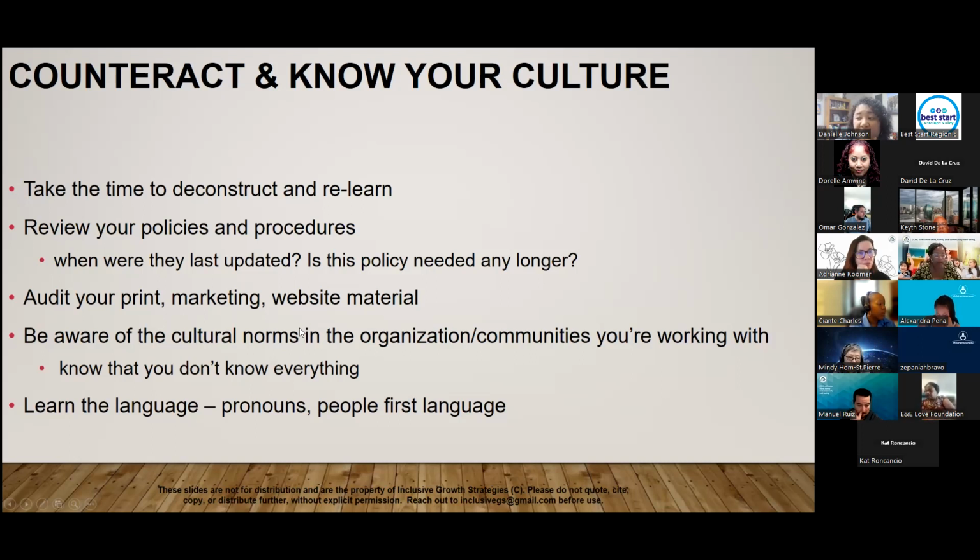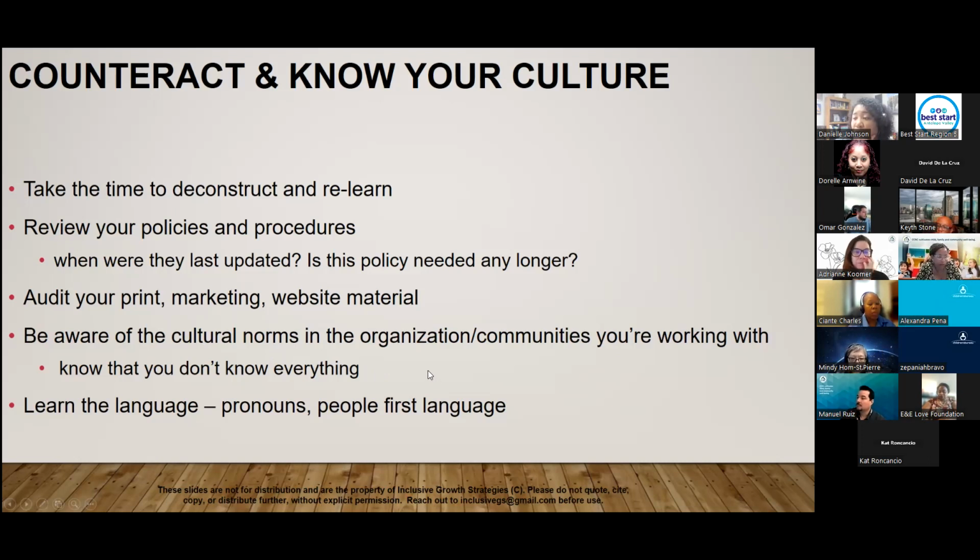Audit your print and marketing and your website material. Are you creating and providing things in different languages? Can you? What technology needs to be purchased to be able to meet your different clients at their need level? Who needs to be hired? What needs to be outsourced, right? There's all types of amazing companies that you can work alongside.